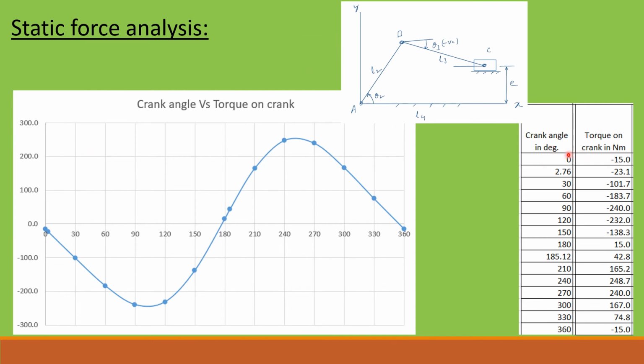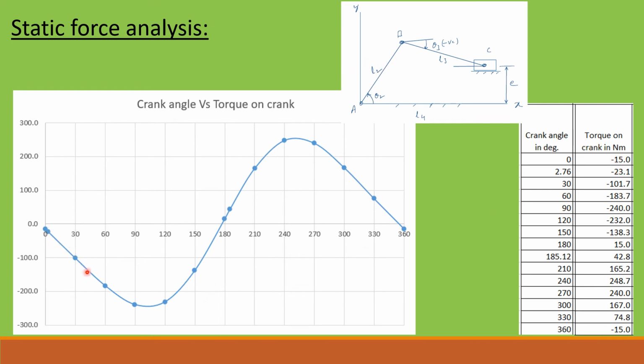These two columns, crank angle in degrees and torque on crank in Newton meter, are taken from the previous slide, and for any given angle 0 to 360 torque is calculated and the same thing is plotted on this graph. So on the vertical axis torque and on the horizontal axis angle from 0 to 360 degrees. For the first 180 degrees the force acting towards left tries to turn this crank AB in counterclockwise direction. So the torque we take as a negative value.